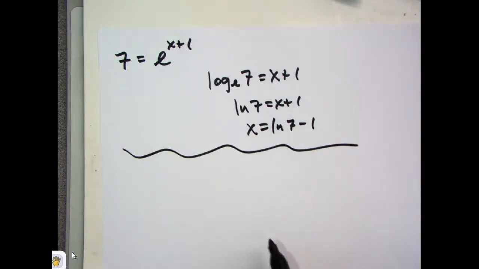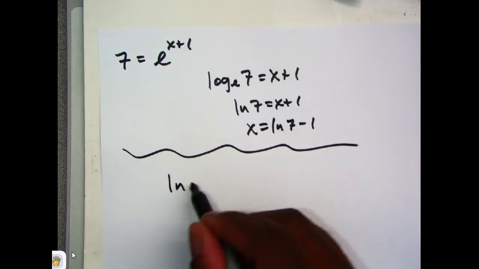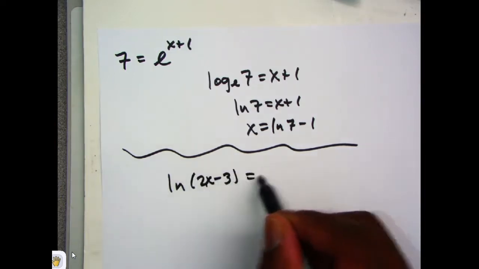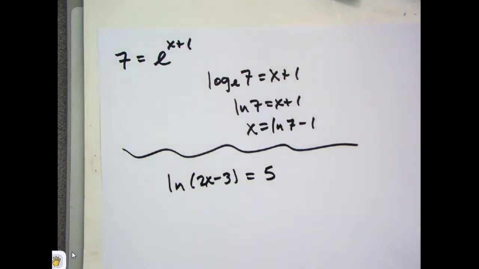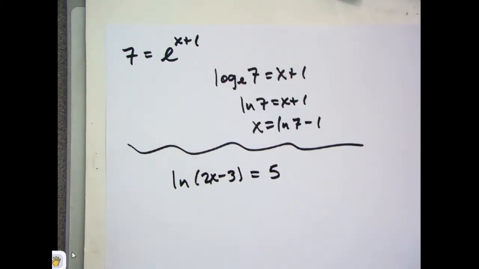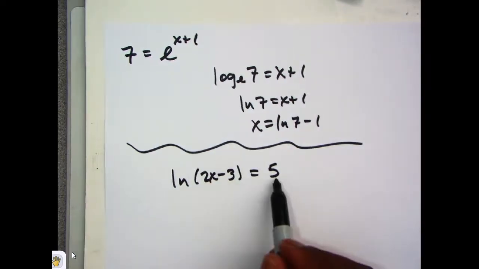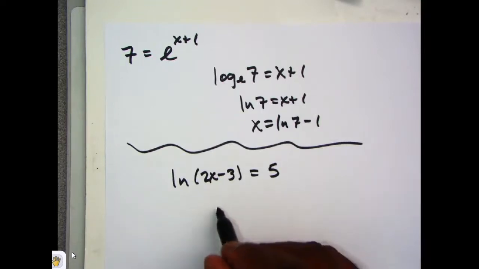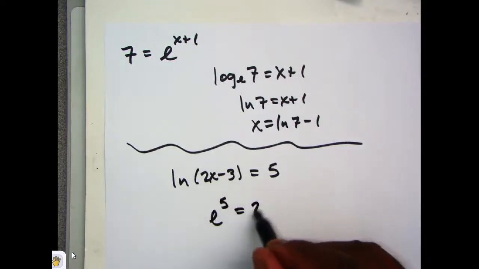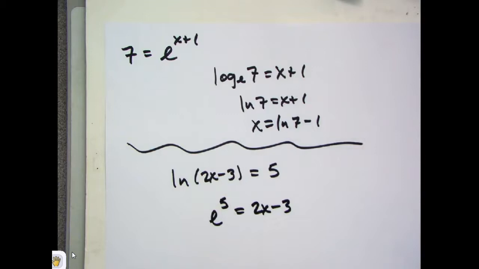Our other example, natural log of 2x minus 3 is equal to 5. So to solve this one, I'm going to write my log as an exponent. Log is equal to the exponent. So my exponent is a 5. My base is e. e to the 5th is equal to 2x minus 3. Add 3, divide by 2. There's my answer.